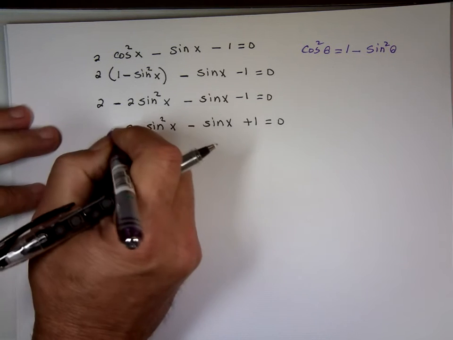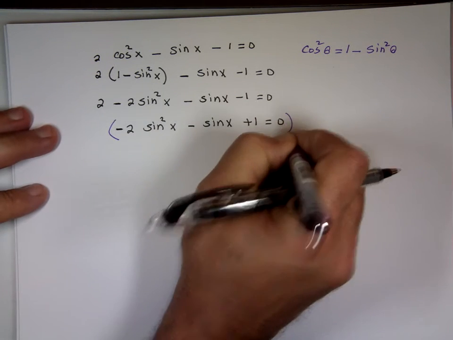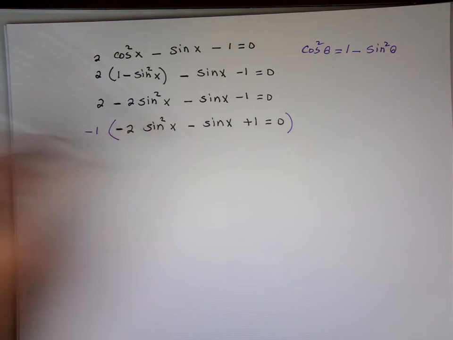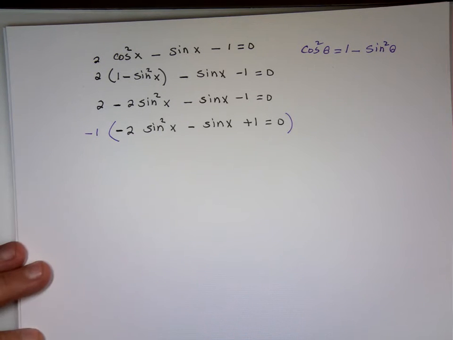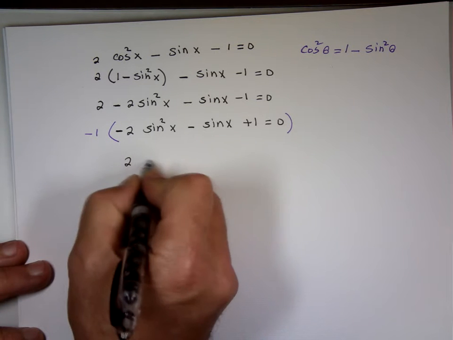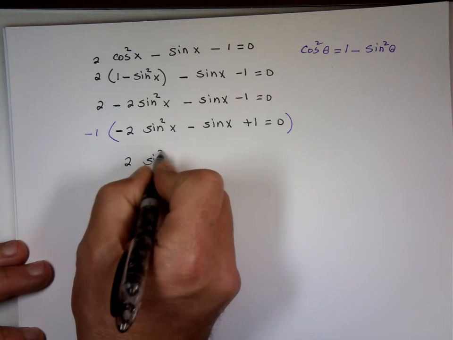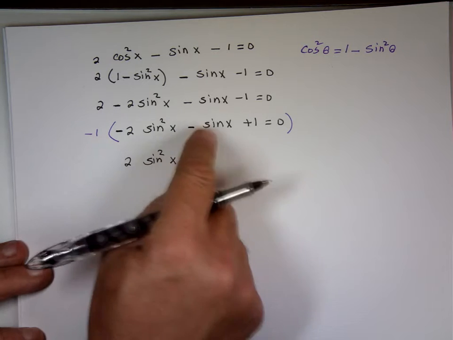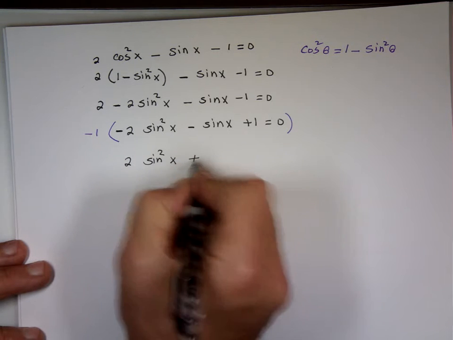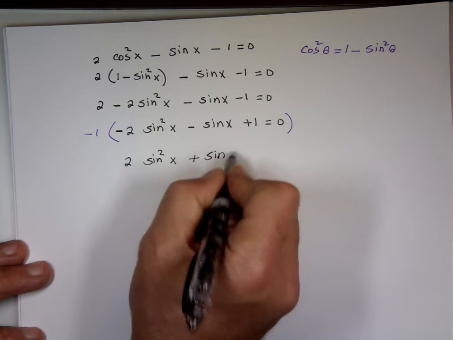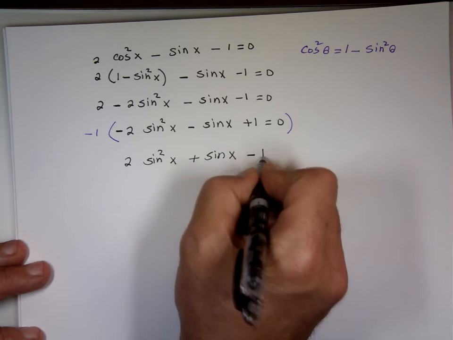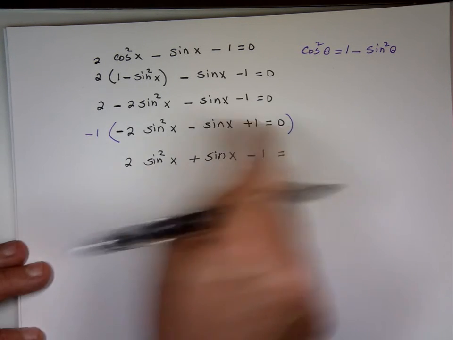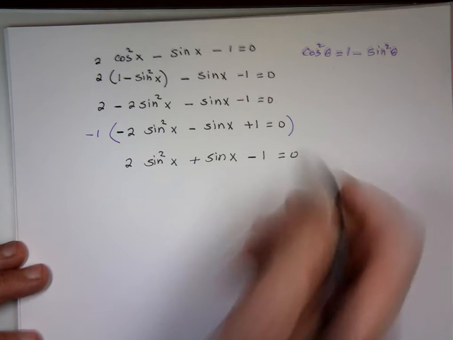So what I'm going to do here to get rid of that minus sign, I'm going to multiply every one of them by minus 1, because I don't like negative. What's minus 1 times a minus 2? Positive 2 sine squared x. What's minus 1 times a minus? Positive sine of x. What's minus 1 times a plus 1? Minus 1. What's minus 1 times 0? And I got rid of the minus. Now I'm happy.